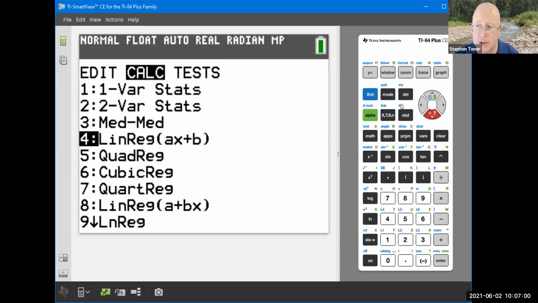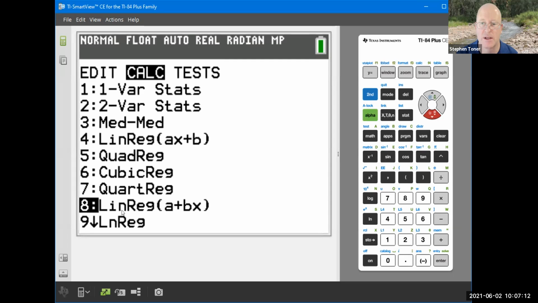If we were to do quadratic regression, cubic regression, or quartic regression, which is a 4th degree model, all those choices are here. And even choice 8 is a different linear regression. But instead of the y equals mx plus b or ax plus b that we're used to in America, sometimes they put the y-intercept first, and then the slope after that, the slope being the number in front of the x. Now, you're probably more familiar with choice 4 because you're used to this slope-intercept form that we use in America, but in other subject areas and in other countries, they tend to prefer choice 8 instead.